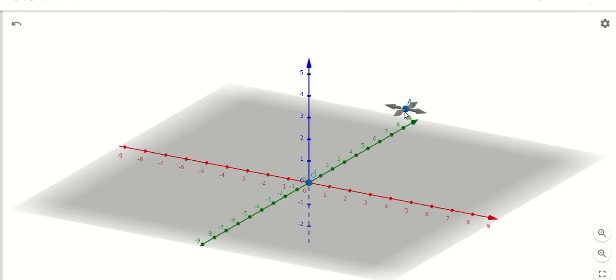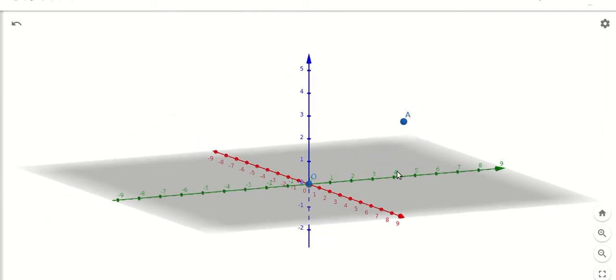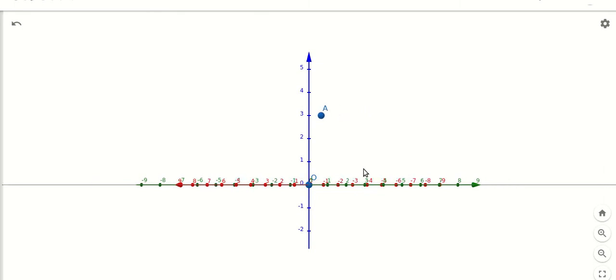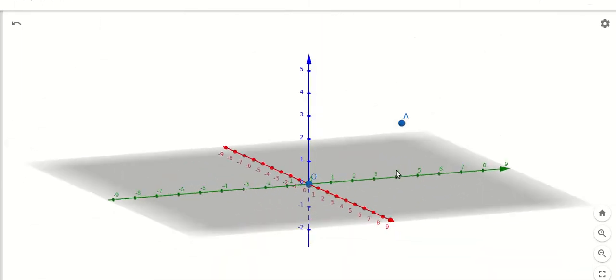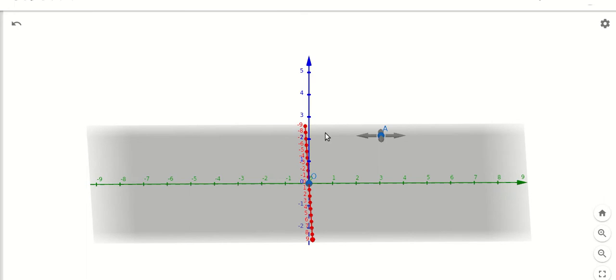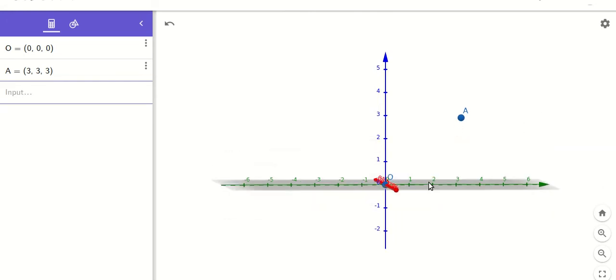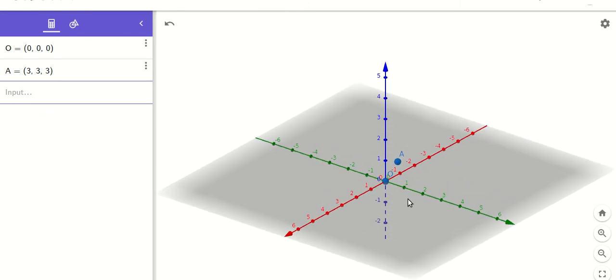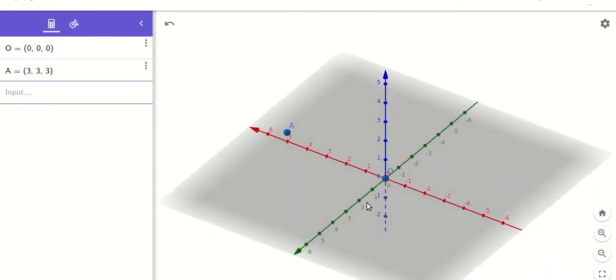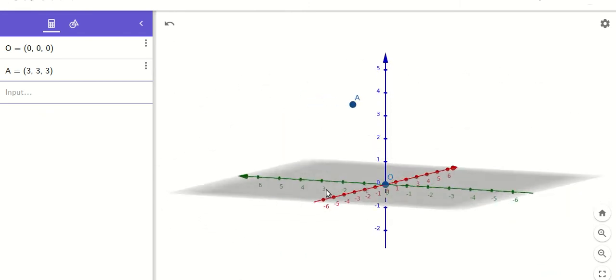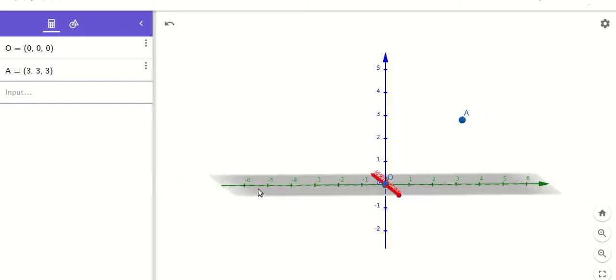So let's talk about a point in 3-dimensional space. You can see the coordinate of this point A is given by 3, 3, 3 for the sake of simplicity, and this origin is O. So let's have a look at that. I think you have got some more idea about this type of 3D representation using this.